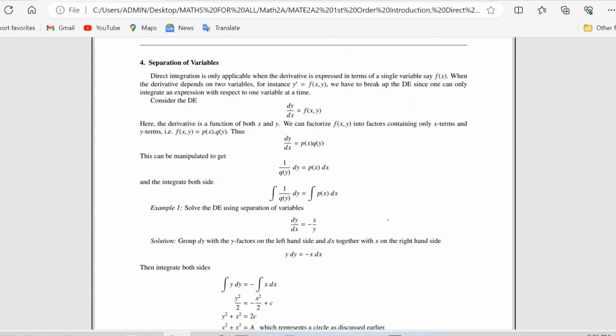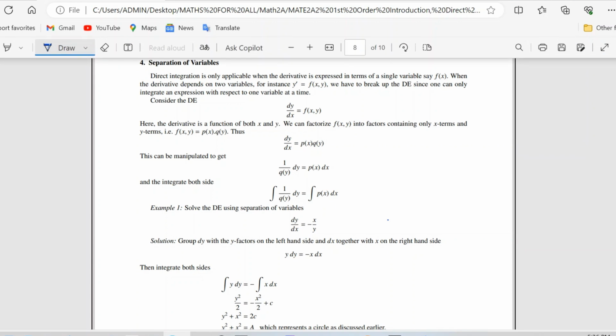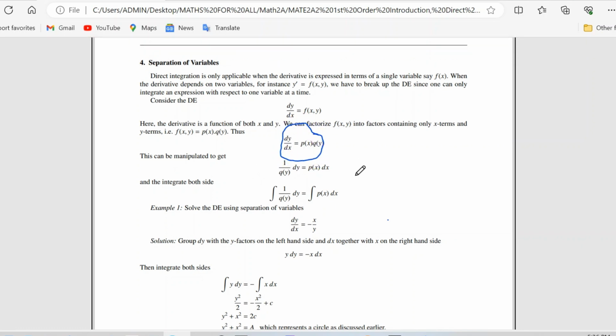Now, here the derivative is a function of both x and y. We can factorize f of x and y into factors containing only x terms and y terms, i.e., f of x and y is equal to p of x times q of y. Thus, dy over dx is equal to p of x times q of y. This can be manipulated to get, you understand? So now here we must respect x as well as y.